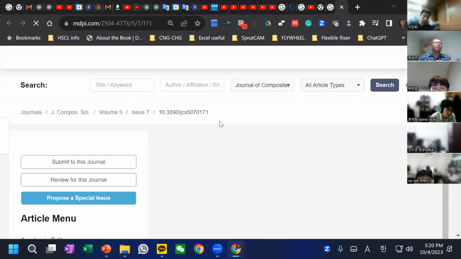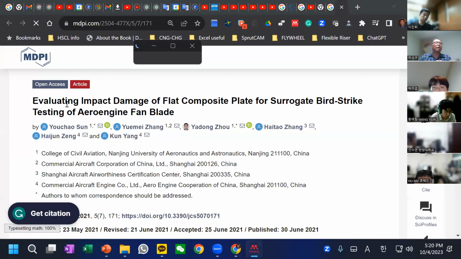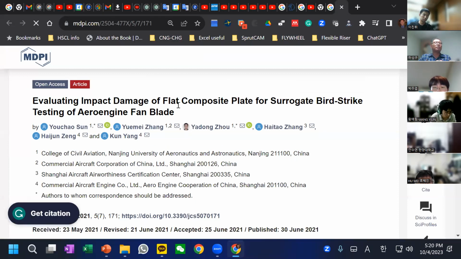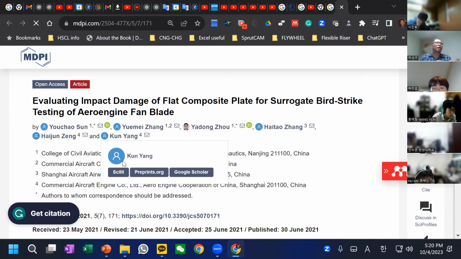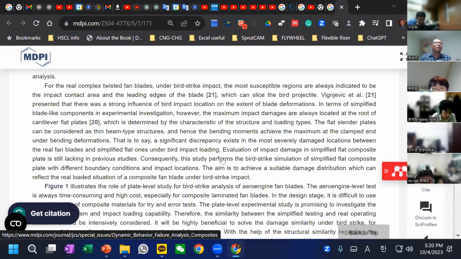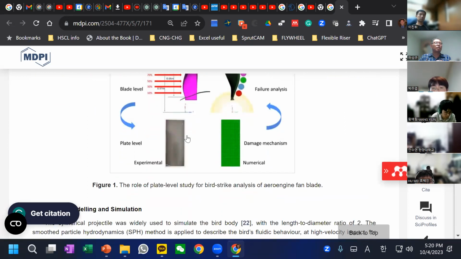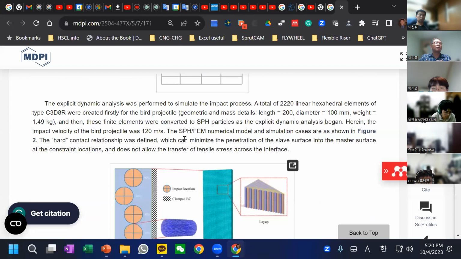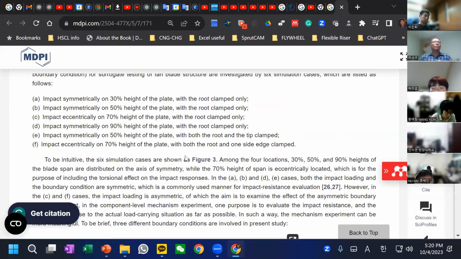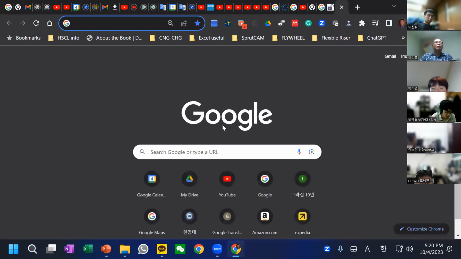This is a paper discussing evaluating impact damage of a flat composite plate. It's just a flat composite for surrogate bird strike testing. So with the whole problem statement, it can have a bird strike. Well, I don't want to go through this one.